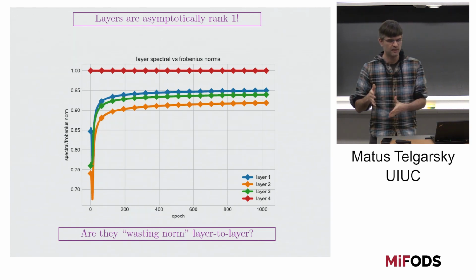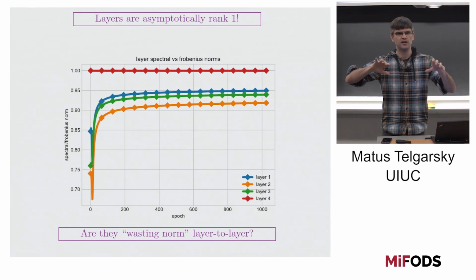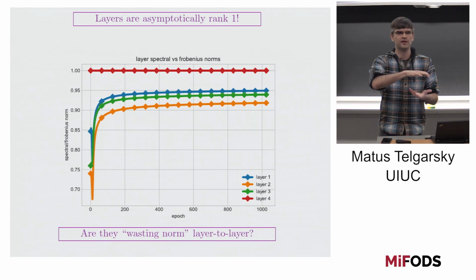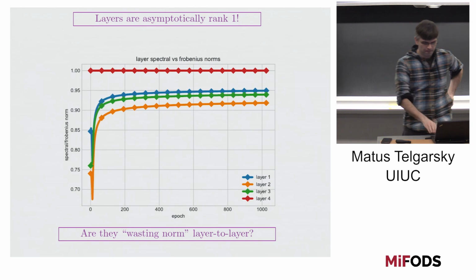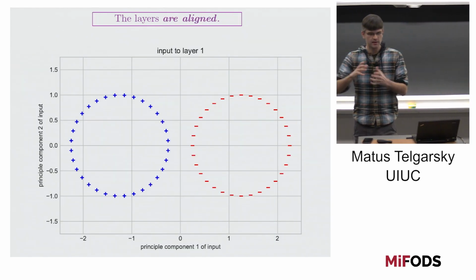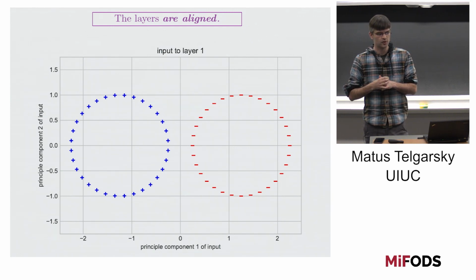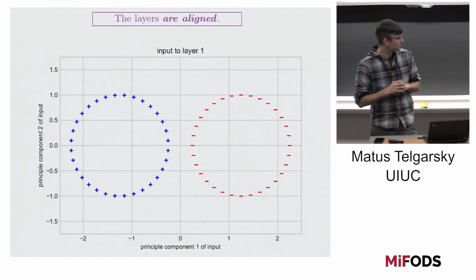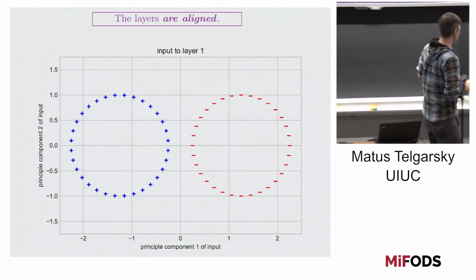If the matrices are becoming asymptotically rank 1, and you multiply them all together, if the left and right singular vectors of adjacent matrices are not the same, then you're killing off norm at every layer. It just seems kind of strange. It doesn't seem useful. So this is where the title of the talk comes from, and that's that these adjacent weight matrices are actually aligned. So maybe I should just write this on the board right now.